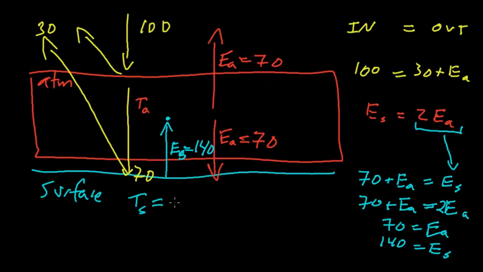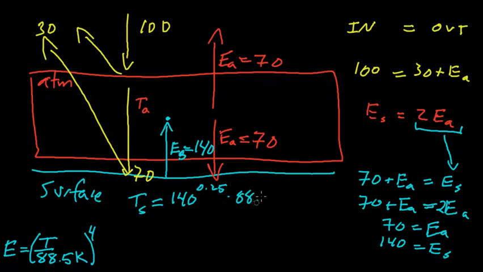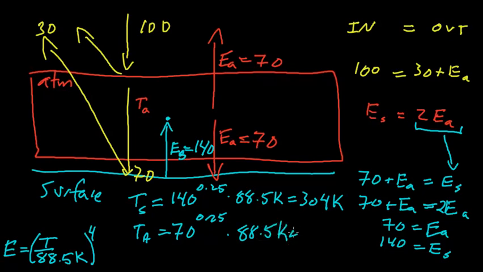In order to determine the temperature, we use the relationship that we used before, namely that E is equal to temperature over 88.5 Kelvin, to the fourth power. So what I get is 140 to the 0.25 times 88.5 Kelvin, and this is 304 Kelvin. For the atmosphere, I do the same thing. 70 to the 0.25 times 88.5 Kelvin, and that's equal to 256 Kelvin. Those are the two temperatures that we get.